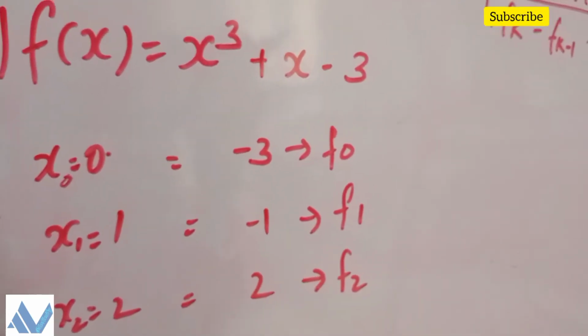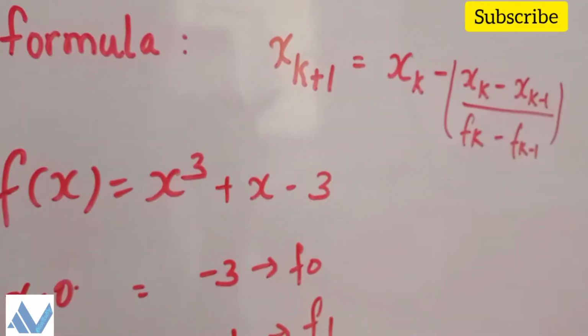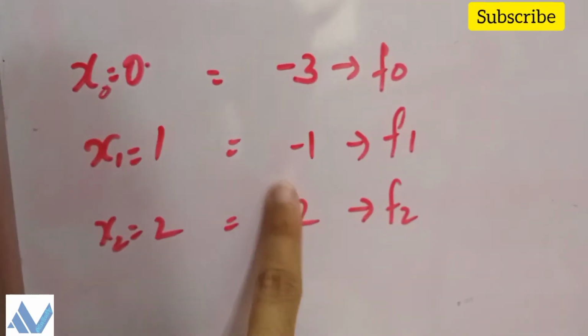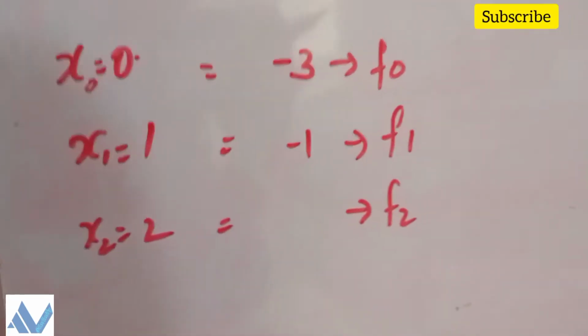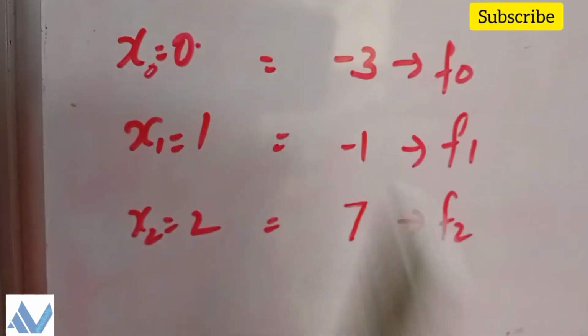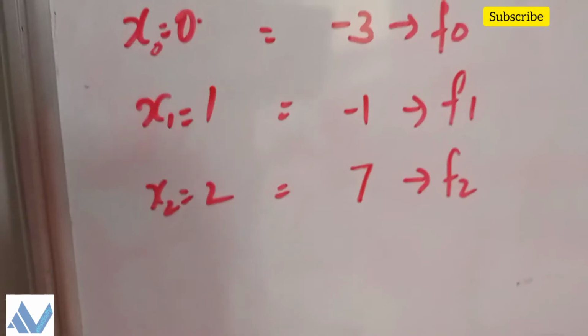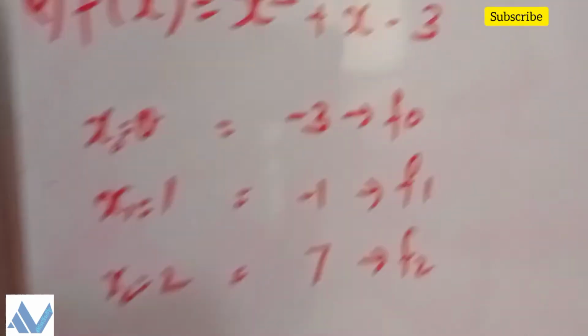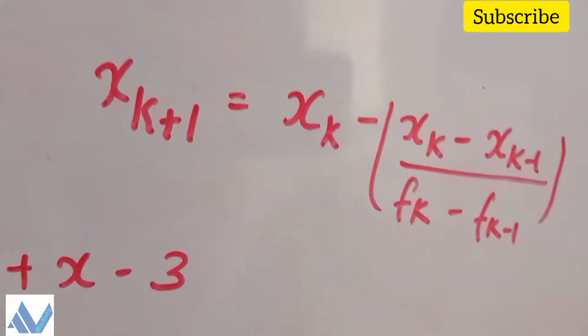So according to the formula we substitute for x(k+1). Now we have got the last value as, oh sorry, we didn't get 2, we got 7. So we have got a positive value and a negative value. Now according to the formula, when we substitute, the last value we have got is 7.